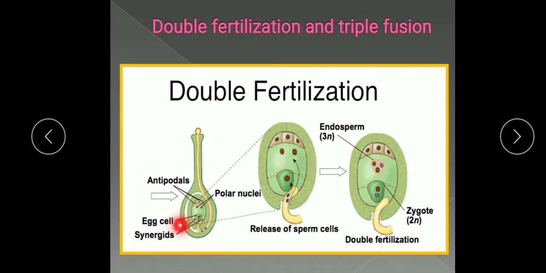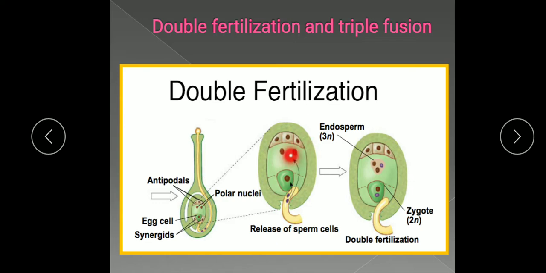One male gamete fuses with the egg cell. You just see here this embryo sac in detail. These are the antipodal cells. This is the secondary nucleus. First, the two polar nuclei fuse and form the secondary nucleus. So the first fusion is taking place in the polar nuclei.